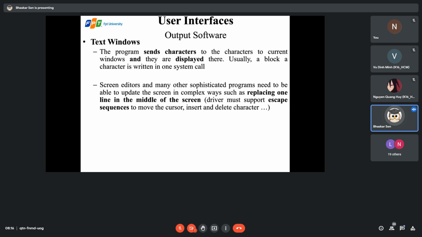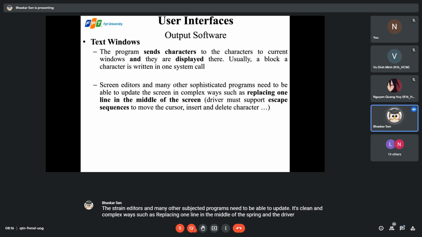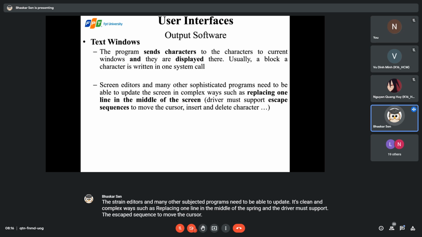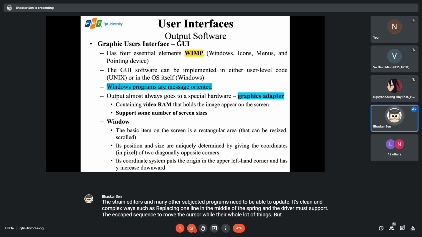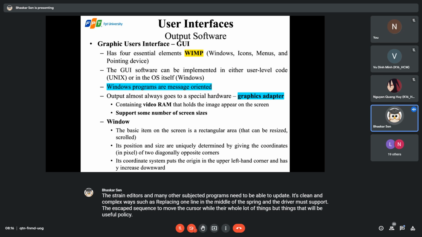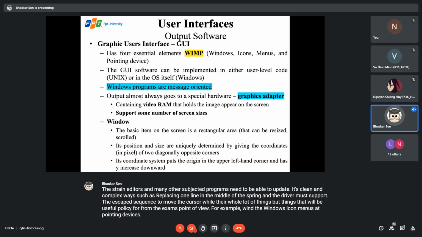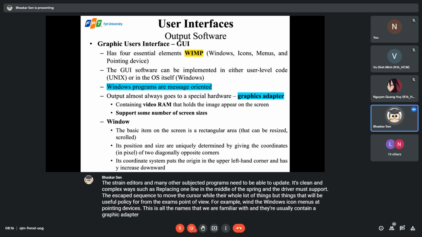Screen editors and many other sophisticated programs need to update the screen in complex ways, such as replacing one line in the middle of the screen, and the driver must support escape sequences to move the cursor. There are a whole lot of things, but what will be useful from your exam's point of view is, for example, WIMP: Windows, Icons, Menus and Pointing devices. These are names that we are familiar with, and they usually contain a graphic adapter or a video RAM to hold that image.